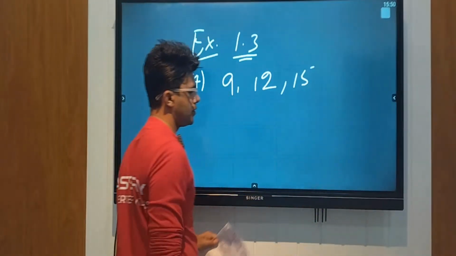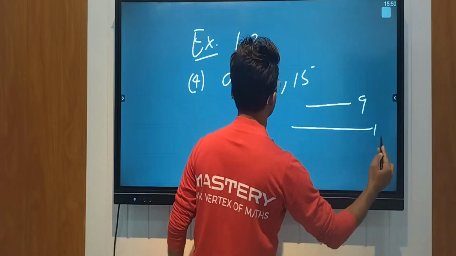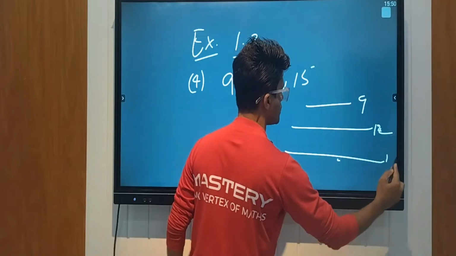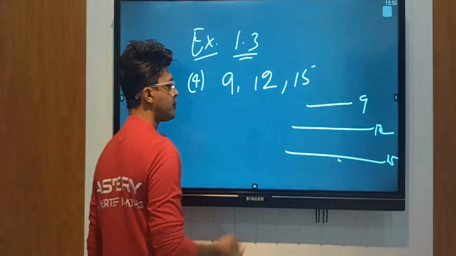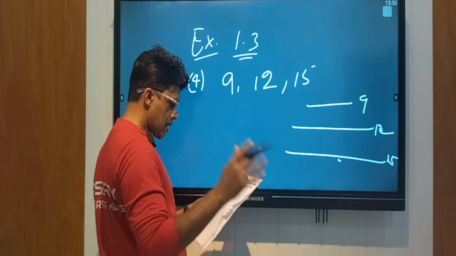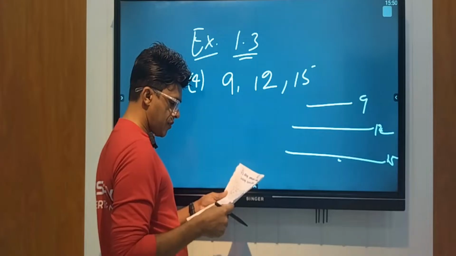So there are rows: in the first row, 9; in the second row, 12; in the third row, 15; and so on. How many seats are there in the first 5 rows?